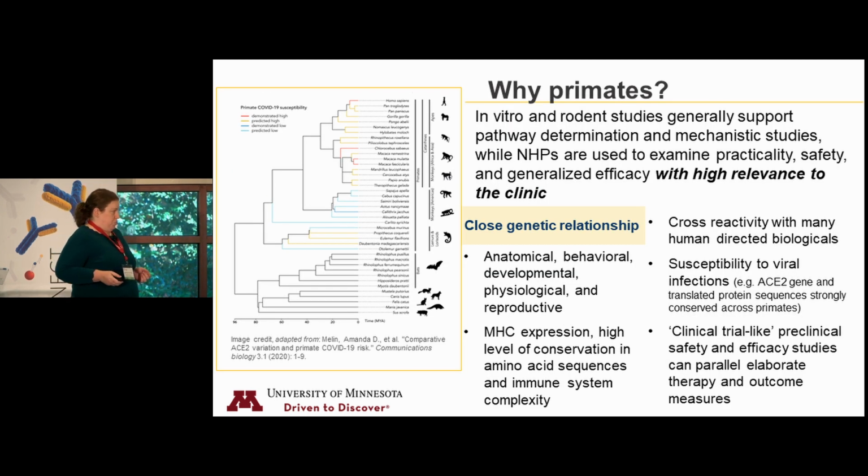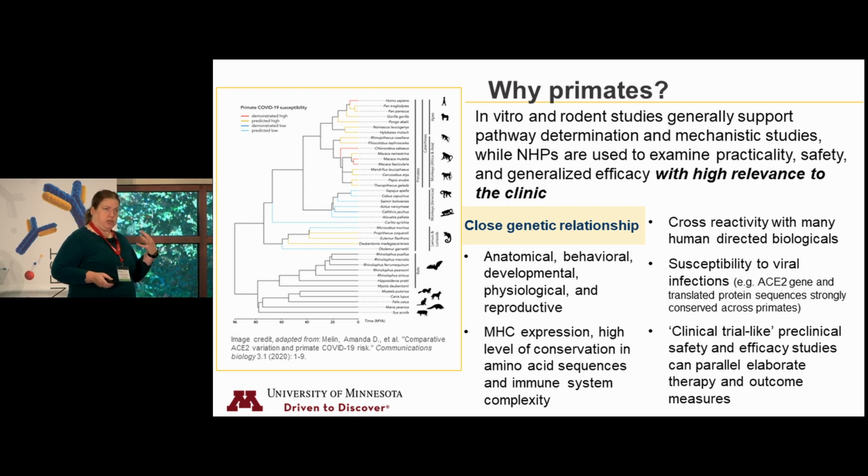So why do we choose primates? We all know that in vitro and rodent studies generally support pathway determination and mechanistic studies, which is very valuable, and it's always where we have to start. But NHPs are used to examine the practicality, safety, and generalized efficacy of any therapeutic that has a really high relevance to the clinic. And this is due to their close genetic relationship with us. They have anatomical, behavioral, developmental, psychological, and reproductive similarities to us.